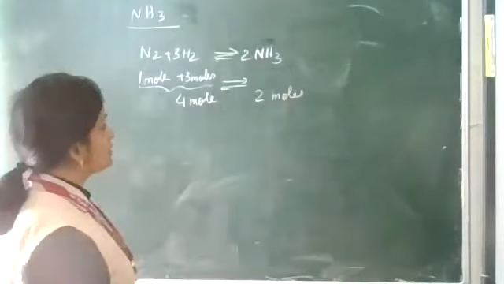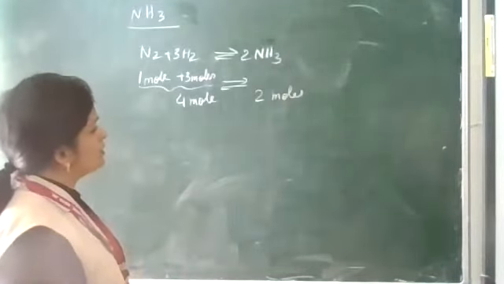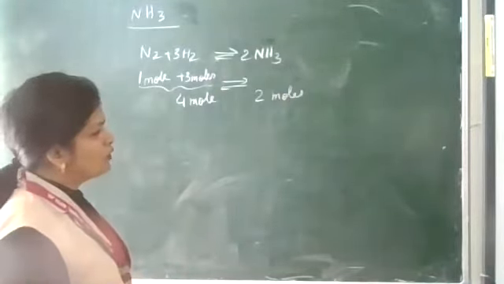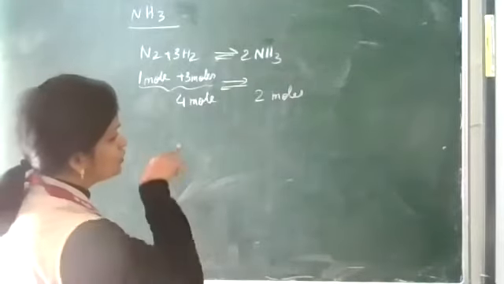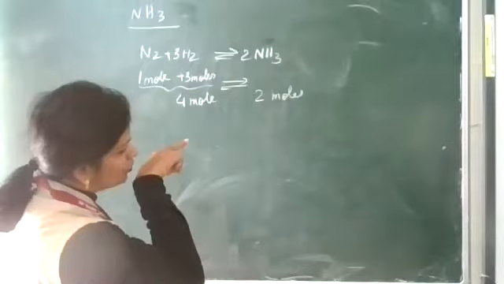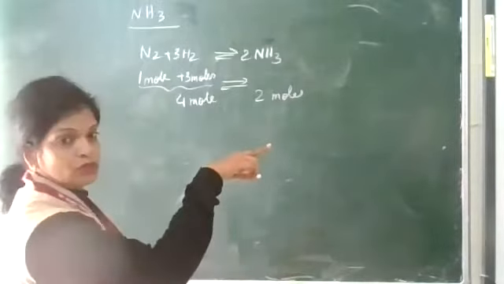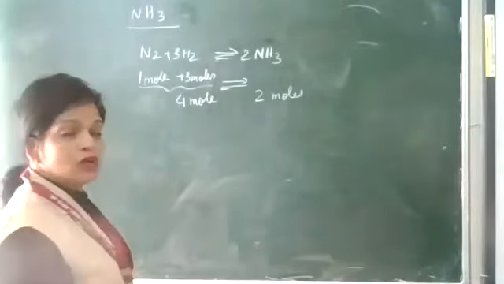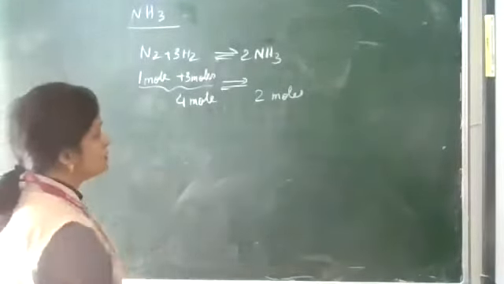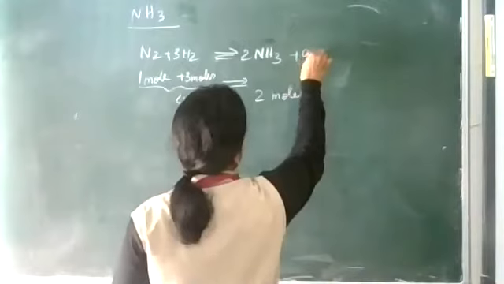If you increase the pressure, then what will happen? The system will move to decrease the pressure. To decrease the pressure, the system will move to where the number of moles is less. That means to the forward direction. So more and more ammonia will be produced. This is an exothermic reaction.